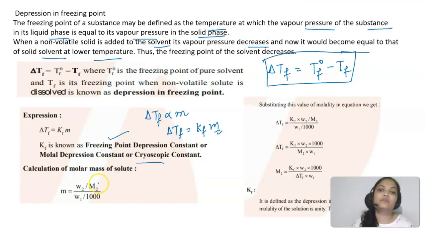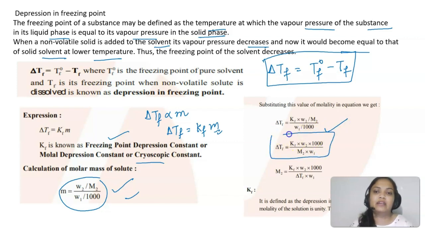So again you can put the value of molality here. Okay, molality is given by number of moles upon the mass of solvent in kg. So you will put the value of molality and you will get the value of delta TF, and from delta TF we can find the value of molar mass of the solute. Again, the freezing point depression constant is the depression in freezing point when molality of the solution is unity. So the units are Kelvin kilogram per mole again.